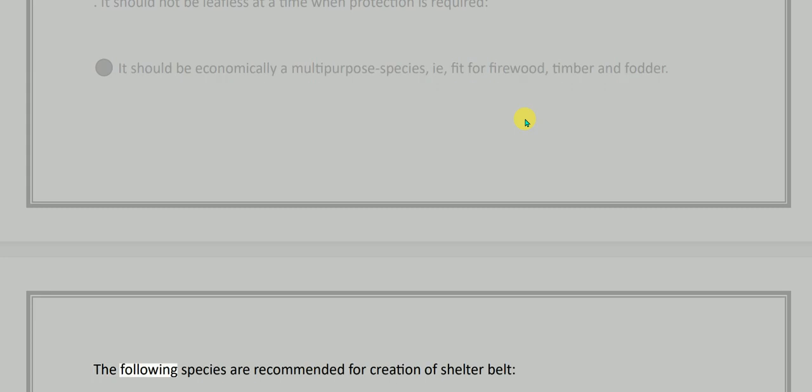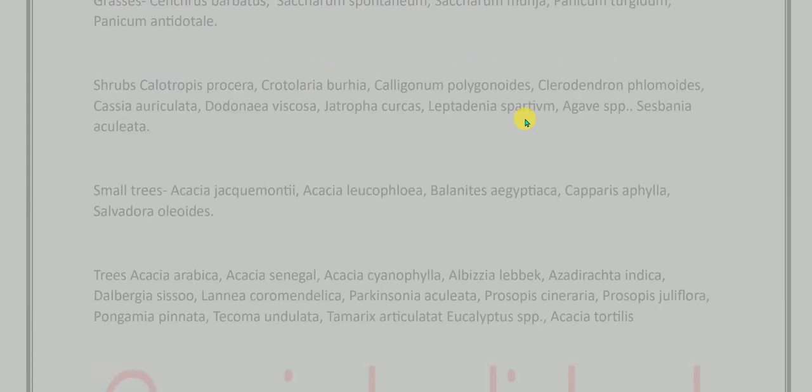The following species are recommended for creation of shelter belts. Grasses: Cenchrus barbatus, Saccharum spontaneum, Saccharum munja, Panicum turgidum, Panicum antidotale. Shrubs: Calotropis procera, Crotalaria burhia, Calligonum polygonoides, Clerodendron phlomoides, Cassia auriculata, Dodonaea viscosa, Jatropha curcas, Leptadenia spartium, Agave spp., Sesbania aculeata. Small trees: Acacia jacquemontii, Acacia leucophloea, Balanites aegyptiaca, Capparis aphylla, Salvadora oleoides. Trees: Acacia arabica, Acacia senegal, Acacia cyanophylla, Albizia lebbeck, Azadirachta indica, Dalbergia sissoo, Lannea coromandelica, Parkinsonia aculeata, Prosopis cineraria, Prosopis juliflora, Pongamia pinnata, Tecomella undulata, Tamarix articulata, Eucalyptus spp., Acacia tortilis.